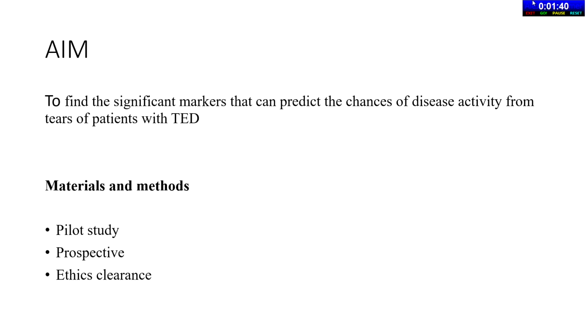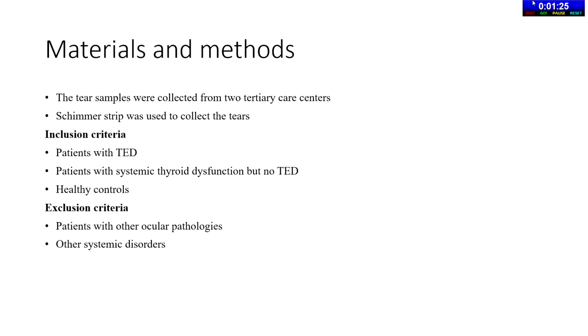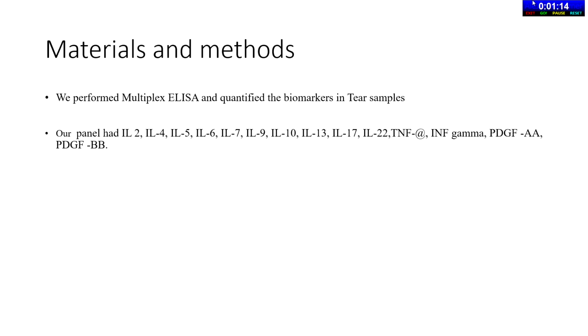But as of now, in India, we do not have any background data about thyroid tear markers. So we aim to find significant markers that cause severity and activity in thyroid eye disease patients. It was a pilot study done prospectively after ethics clearance. We took tear samples from two tertiary care centers. Schirmer strips were used. We included patients with eye disease, without eye disease, and healthy controls. We performed multiplex ELISA and looked for the inflammatory markers, the cytokines, which have already been proven in literature to be elevated in thyroid eye disease.